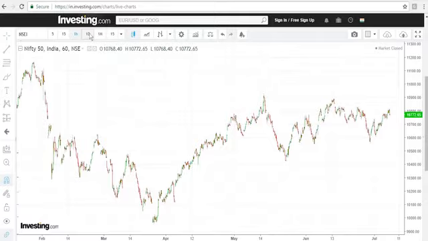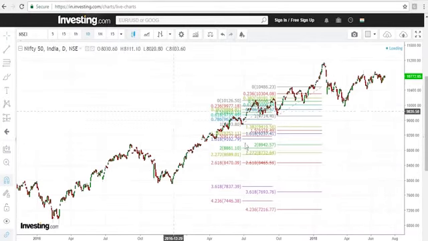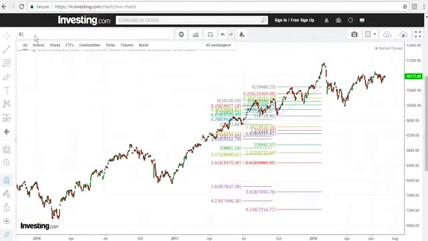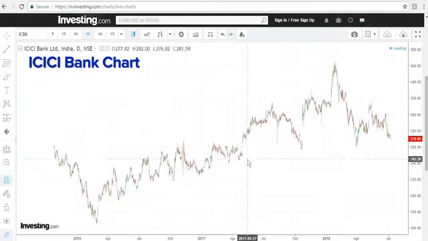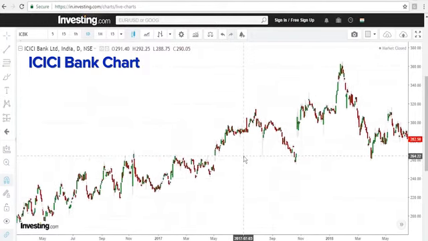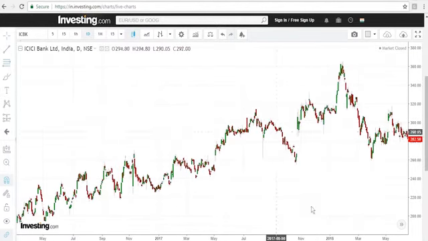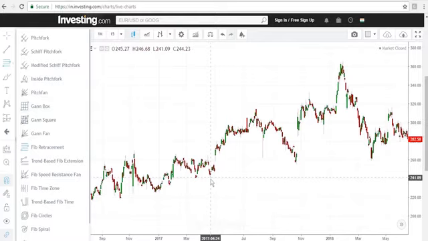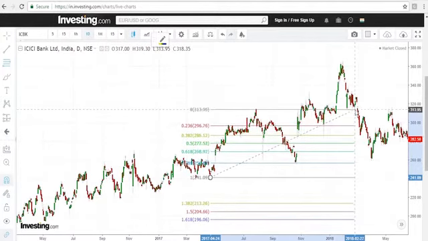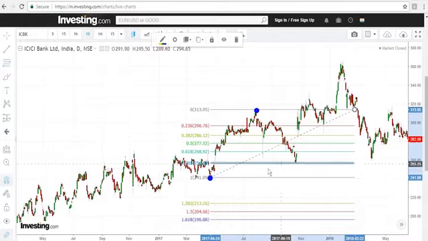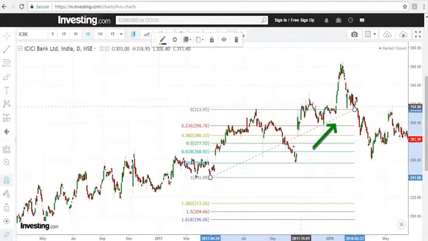Let me go to a longer term chart. And let me go to the ICICI Bank chart again. Let us look at this move, right? In this move, as we can see that the market corrected almost till 0.786 level and then started moving up. So in this up move, what could have been my target?